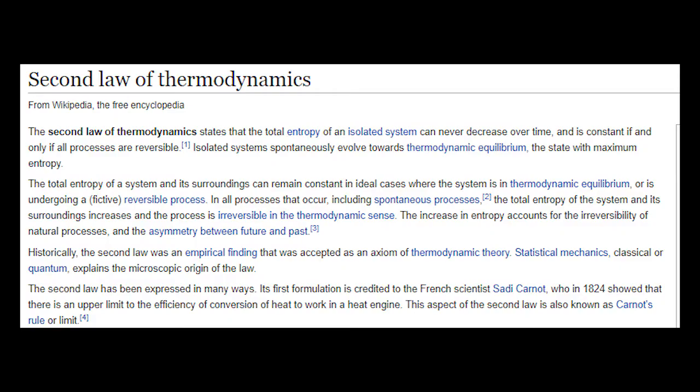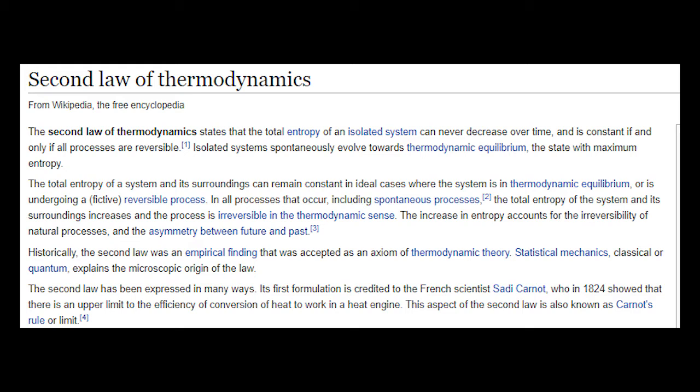The second law of thermodynamics. The second law of thermodynamics states that the total entropy of an isolated system can never decrease over time and is constant if and only if all processes are reversible. Isolated systems spontaneously evolve towards thermodynamic equilibrium, the state with the maximum entropy.